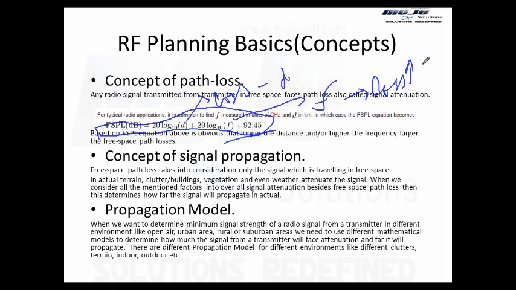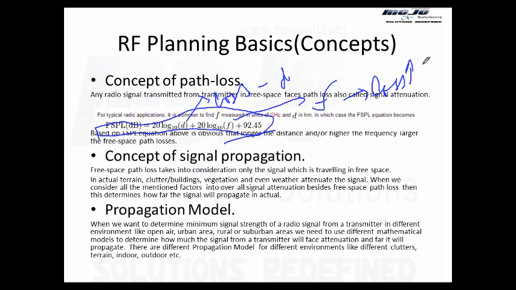If your frequency is halved, let's say you are transmitting a signal at 800 megahertz and, for example, you have a loss of 20 dB. At 1600 megahertz, you will have a loss of 3 dB higher, so you will have a loss of 23 dB.